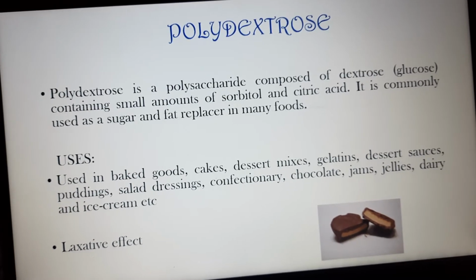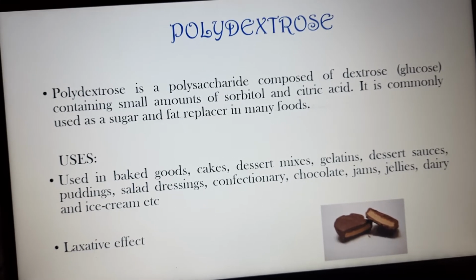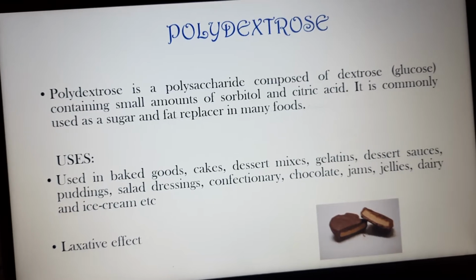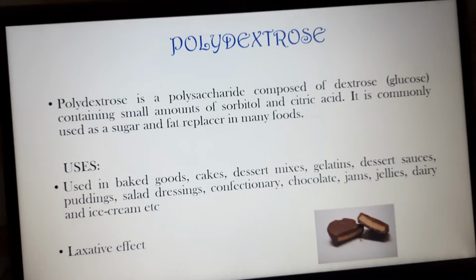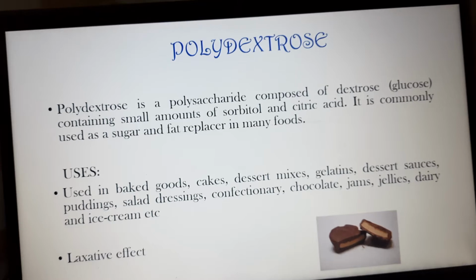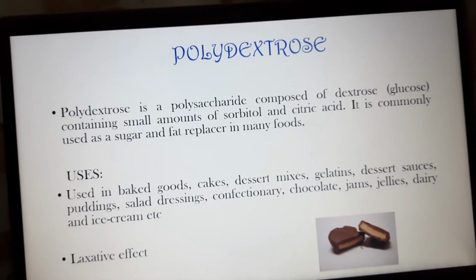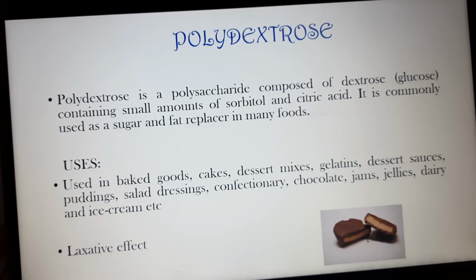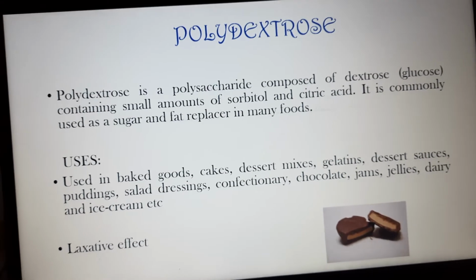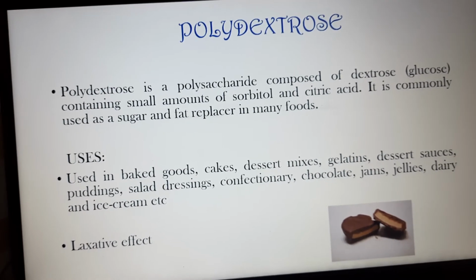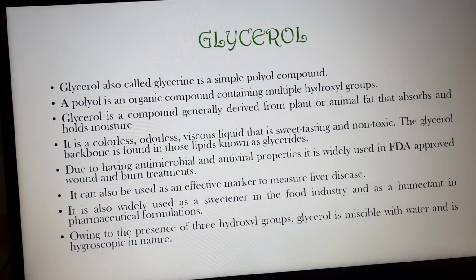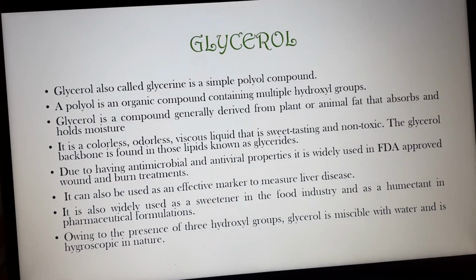Uses: it is used in baked goods, cakes, dessert mixes, gelatins, dessert salads, dessert sauces, puddings, salad dressings, confectionaries, chocolates, jams, jellies, dairy and ice cream, etc. It also has a laxative effect. Next one is glycerol.